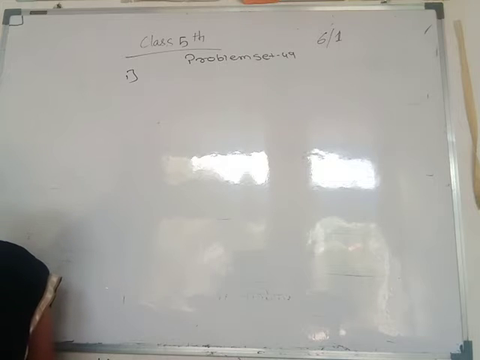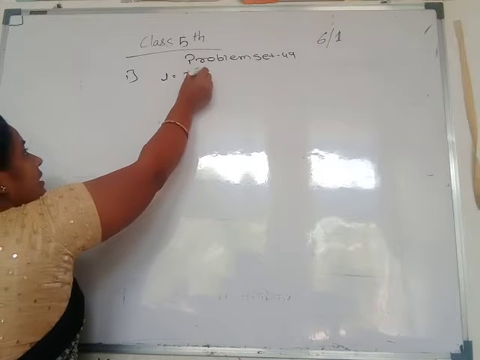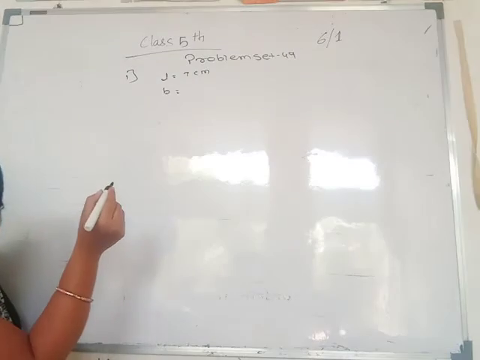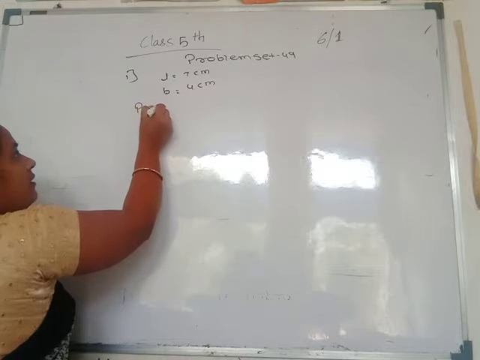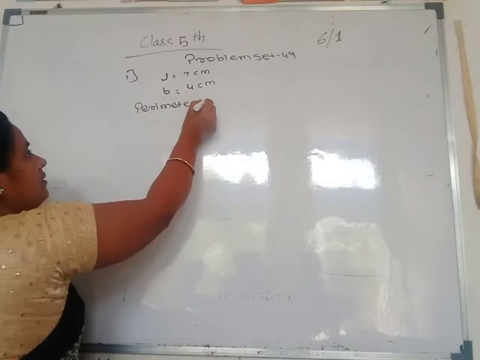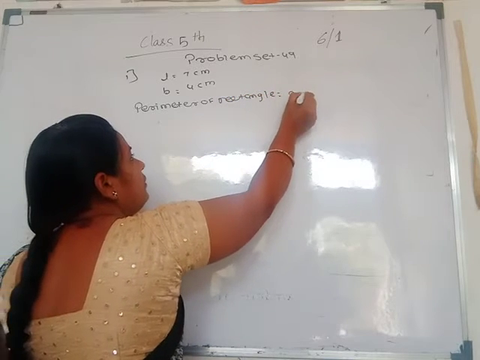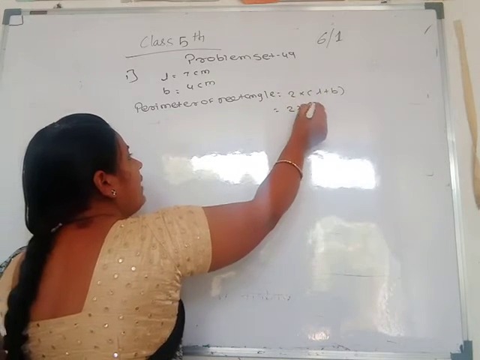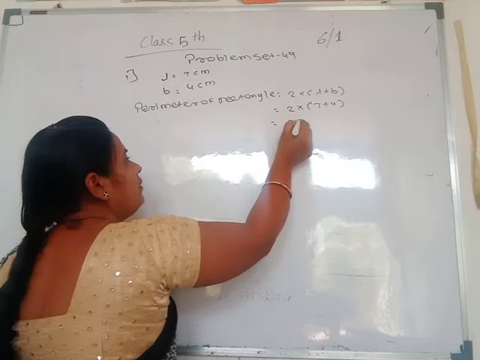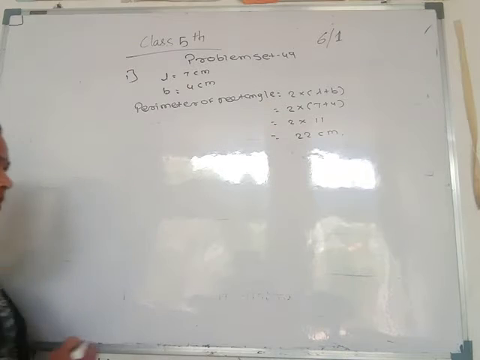How much wire will be needed to make a rectangle 7 cm long and 4 cm wide? Here L is given as 7 cm, B is given as 4 cm. Then you write the formula: perimeter of rectangle is equal to 2 into (L plus B). Then put the values: 2 into (7 plus 4). 7 plus 4 is 11, and 2 times 11 is 22 centimeter.